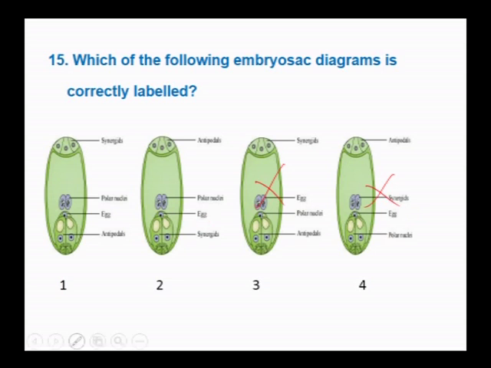Egg is always associated with the synergids because synergids are characterized by the presence of the filiform apparatus here. But here egg is associated with the antipodals, so this cannot be the answer. Therefore, the correct answer is the 2, where egg is having synergids with the filiform apparatus and the cells present towards the other end opposite to the egg apparatus, that is towards the chalaza end, they are antipodals. Therefore, the correct diagram here is the B, that is second one, sorry.